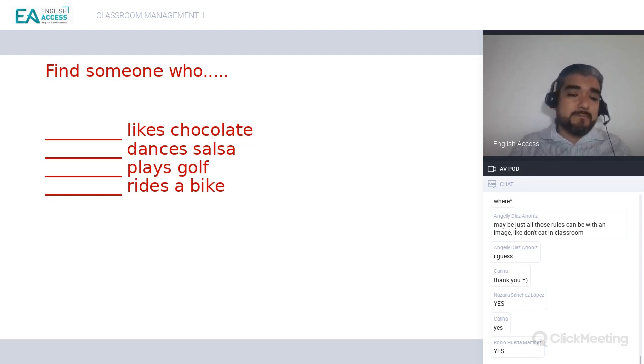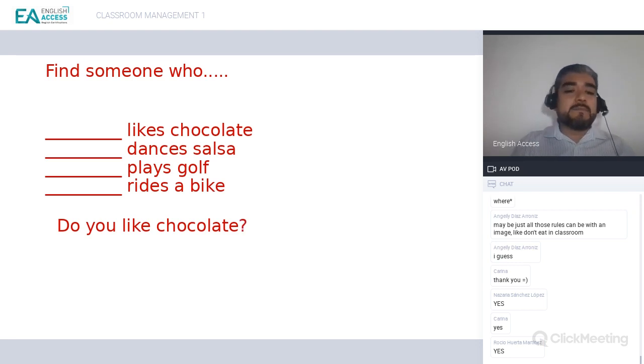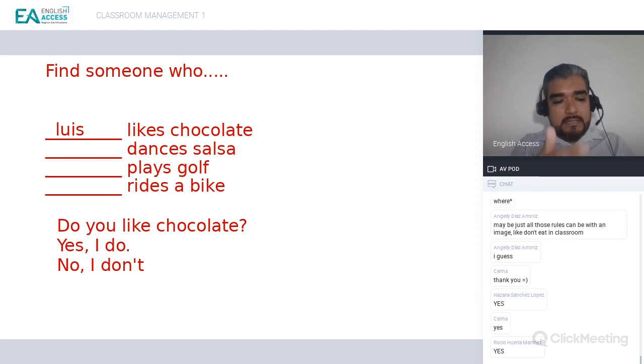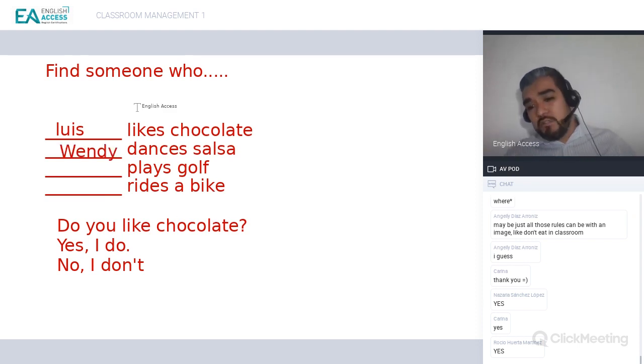Example language, especially. For example, you tell your students, well, you need to go and do it. As a teacher, you need to do it. You need to stand up, go to your classmate and say, do you like chocolate? And then your classmate says, yes, I do, or no, I don't. If he says yes, then you write his name or her name here. You write Luis, likes chocolate. And then you go to another person. Do you like chocolate? Yes, I do. No, I don't. If she says yes, you write the name, Wendy. And then you go to another person and you repeat it. Got it? Yes. Let's do it.